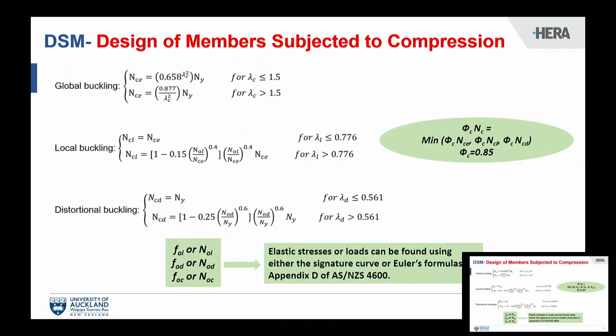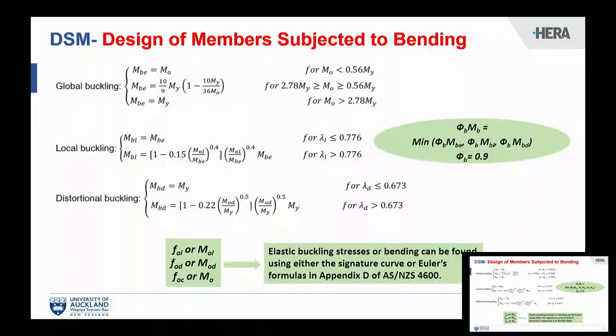N_OD, which is assigned for the distortional buckling. For the calculation of these factors, you can use the finite strip method, CFSM or Thin-Wall 2 software, or you can use the classical equations, which are based on Euler, and they are prescribed in Appendix D of the 4600. And lastly, after calculating these three strengths, the minimum one is selected for the capacity of that member. Likewise, for members subjected to bending, we have another set of equations.